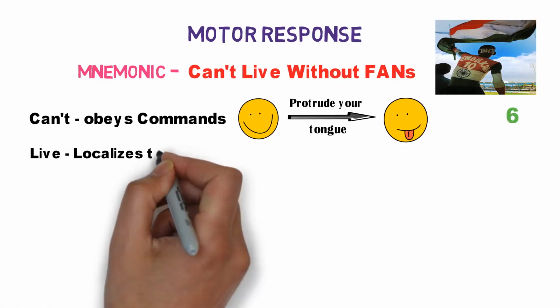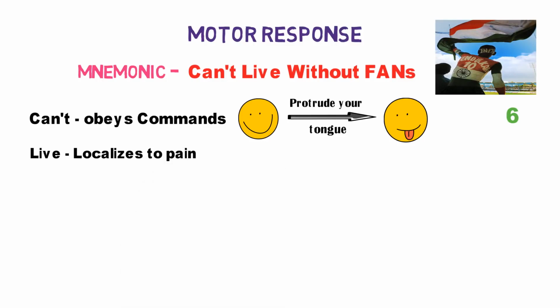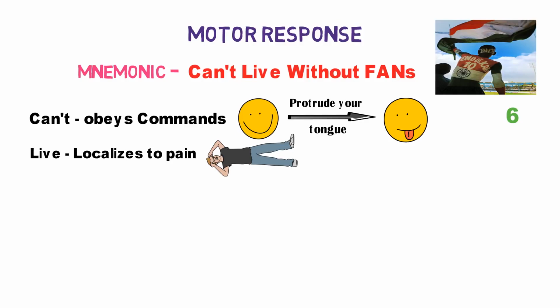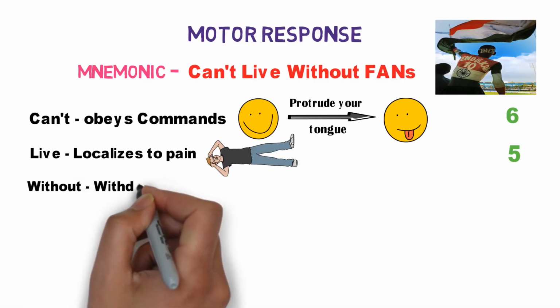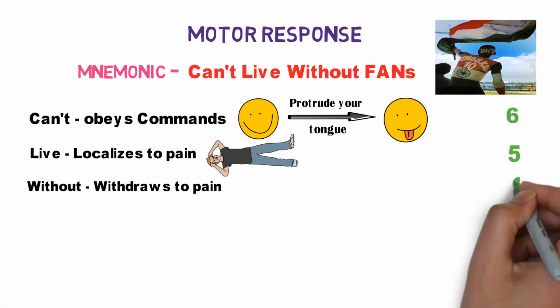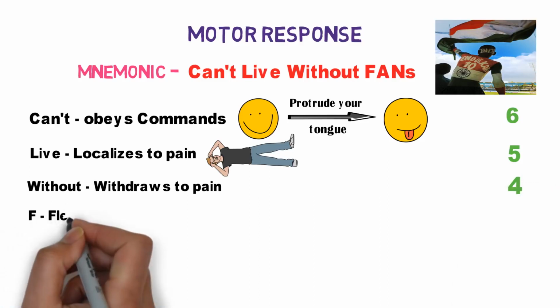L in live stands for localizes to pain. If on giving pain, he or she correctly localizes pain or tries to remove that painful stimulus, then motor response is 5. W in without stands for withdraws to pain, then motor score is 4.